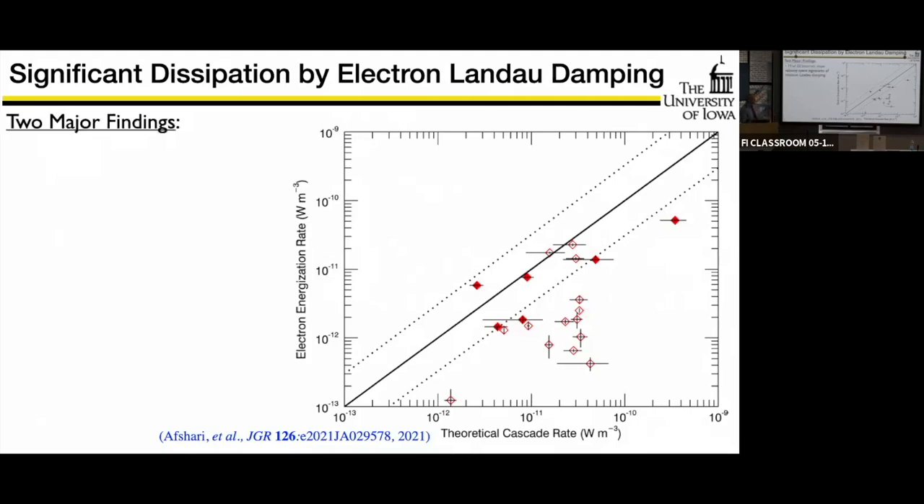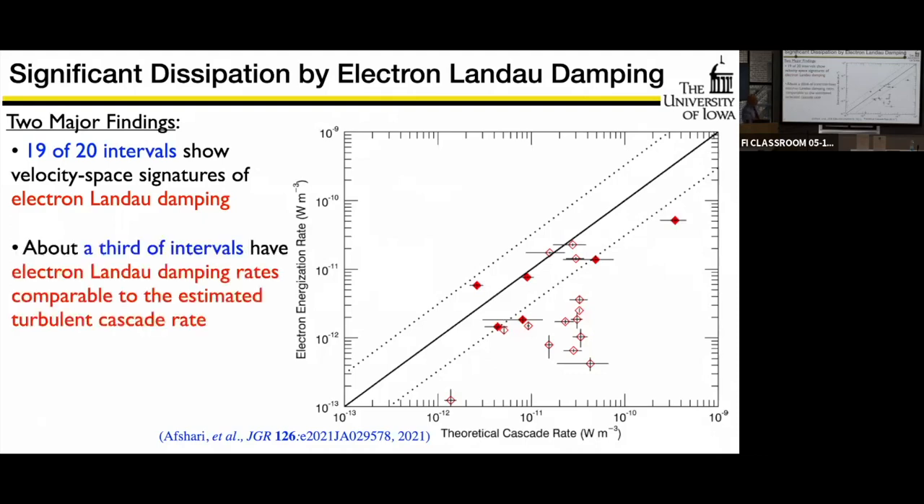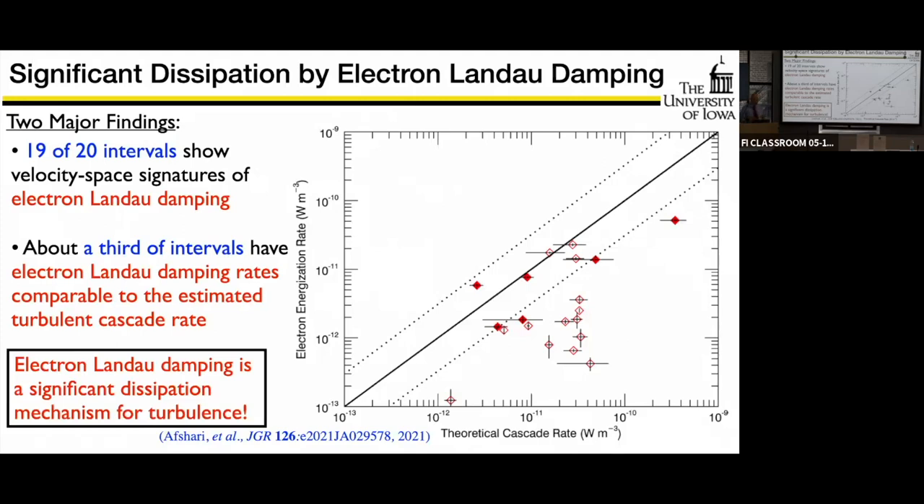And so what we find here, again, I said that 19 of these 20 intervals showed evidence of Landau damping, but about a third of those intervals had electron Landau damping rates that were comparable to the total turbulent cascade rate. So it tells you that this electron Landau damping is actually a significant dissipation mechanism for the turbulence. Now, the question you may ask is, what the heck is going on down here? Because some of these intervals are only maybe a few percent or 10% of the total cascade rate. Where's the rest of the energization going?